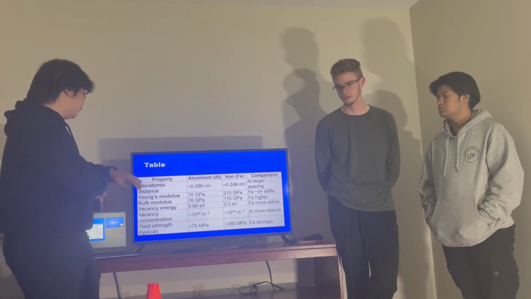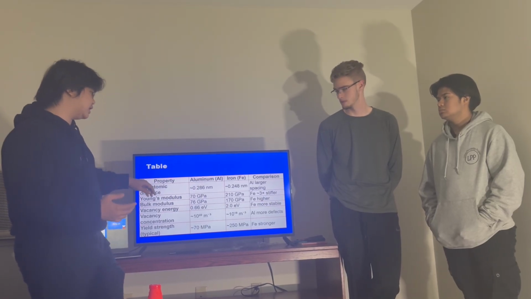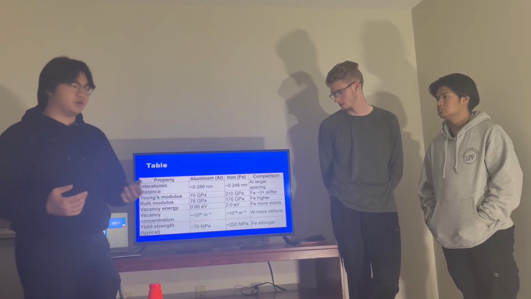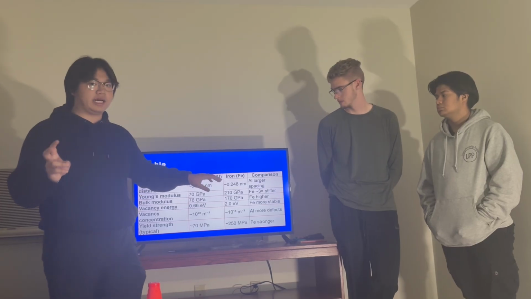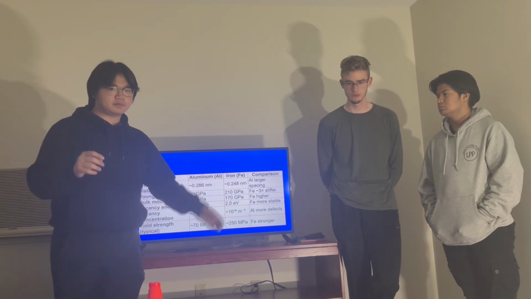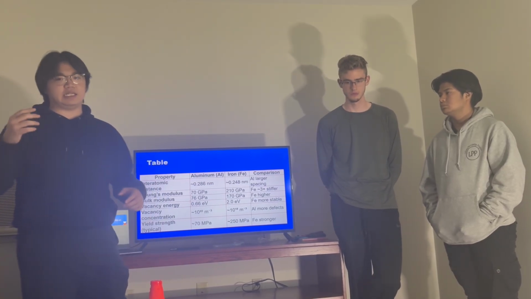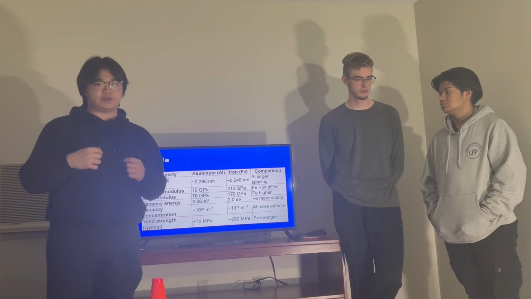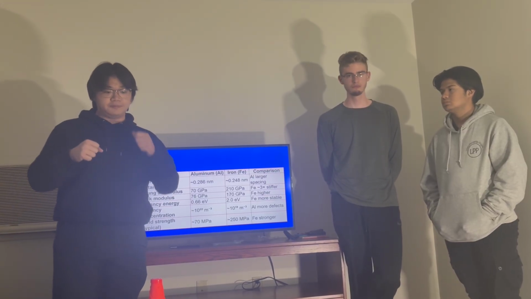So in this scenario, for interatomic distance, just a brief overview: aluminum is going to be more ductile than iron. And what that means is basically it's a lot easier to bend, a lot easier to shift around, and iron is going to be a lot more brittle.